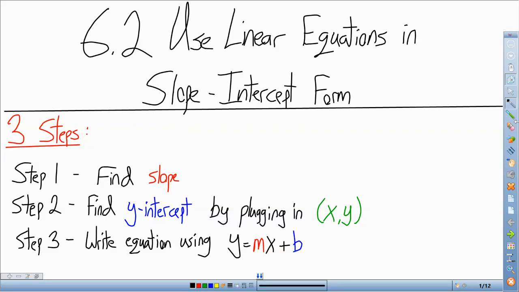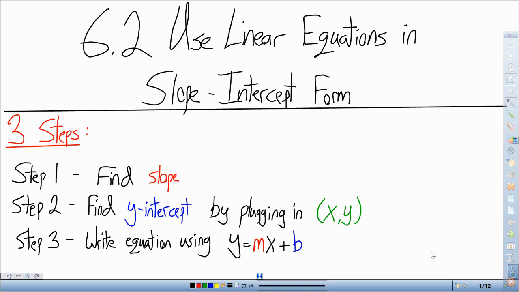Hey everybody. So we are getting into 6.2 today, use linear equations in slope-intercept form. So yes, continuing our lessons on slope-intercept form. Today we have a kind of a simple way of breaking down all of these problems, and that's using this little three-step method here. So start by getting the title, getting the three-step method, and then I'll show you what's going on.